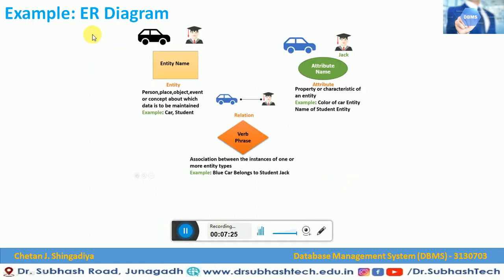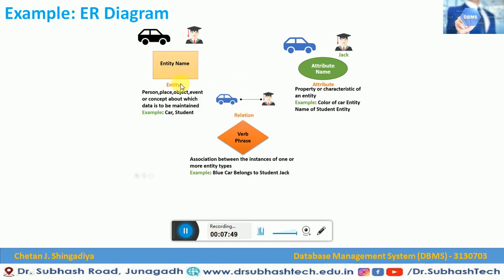Now let us understand an example of an ER diagram first. Here there is an example of a blue car belonging to a student. So there are three components that we discussed earlier. What are the three components? One is the entity, another one is the attribute, and we have to establish the relations between them.